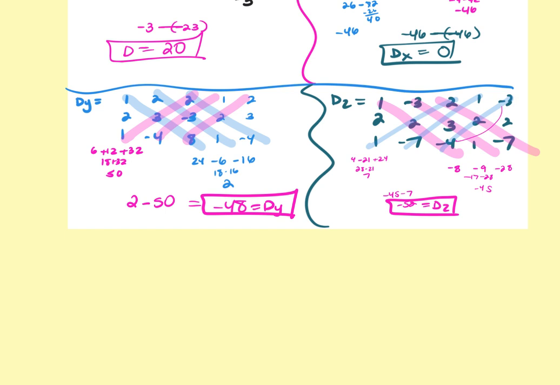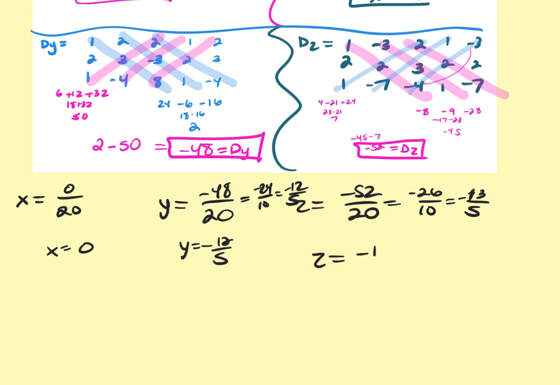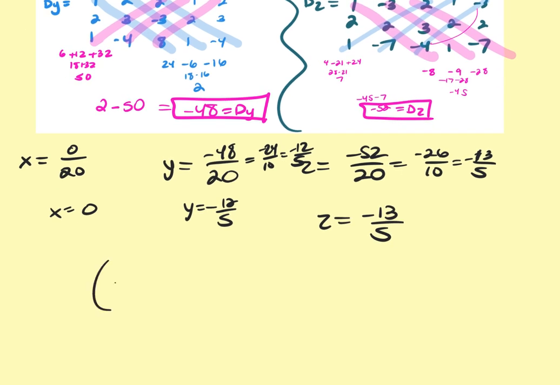And then we want to find x, y, z. So x is d of x over d, 0 over 20. Y is d of y over d, z is d of z over d. This is 0. This is negative 24 over 10, negative 12 fifths. This would be negative 26 over 10, negative 13 fifths. And then you're going to put it in coordinate point form at the end.